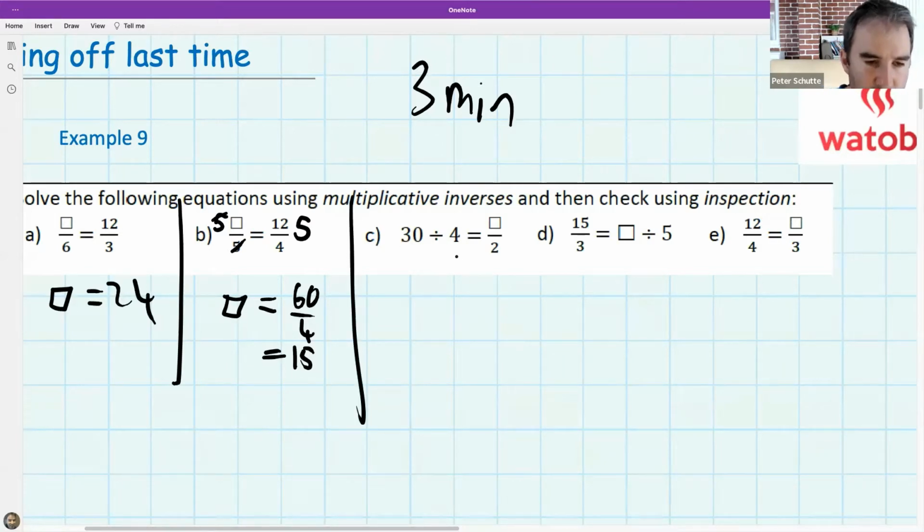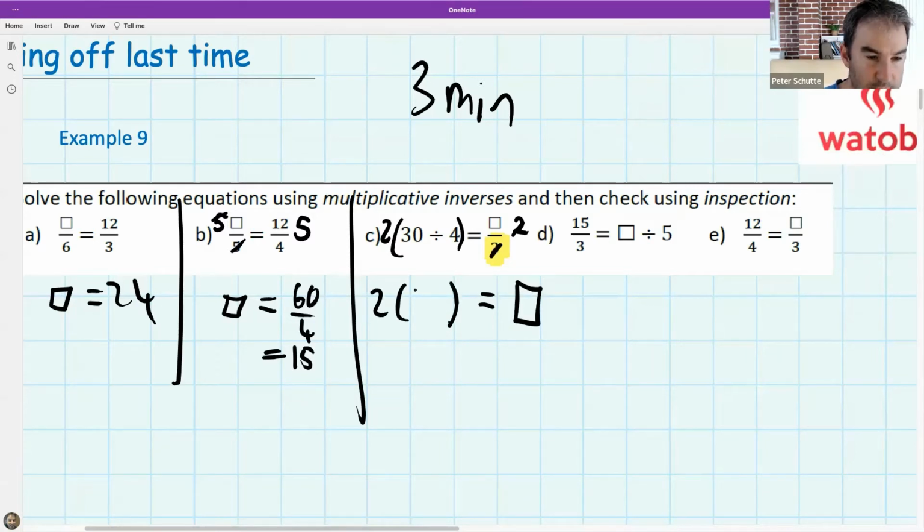And then in this one, what am I going to do? It feels like this 2 is the problematic part. So I'm going to say, what's the opposite of dividing by 2? It's to multiply by 2. But I'm actually going to put this thing in a bracket, as an insurance policy, and multiply this by 2. If I do that, 2 over 2 is 1, and I get left with this big square here. And on this side, I get left with 2 times whatever 30 divided by 4 is.